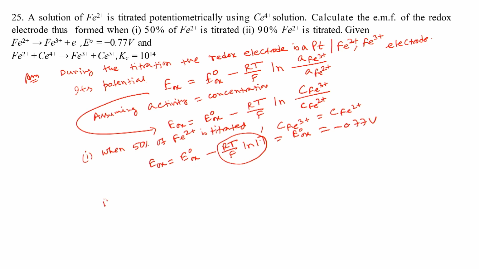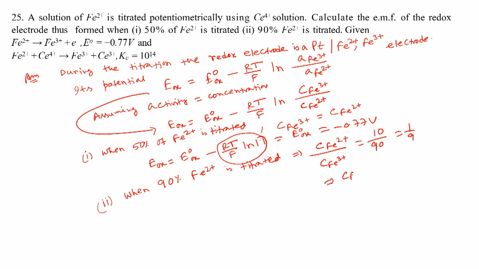And the second problem is when 90% Fe2+ is titrated, then concentration of Fe2+ by concentration of Fe3+ will be 10 by 90. So, we get 1 by 9, right. Or we can write concentration of Fe3+ by concentration of Fe2+ is 9, right.